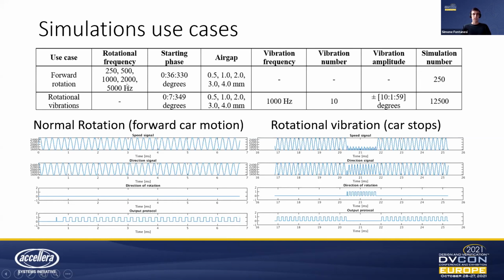And for these use cases, we normally have different simulation input parameters that we can change. For instance, the rotational frequency, so the speed at which the wheel is rotating, the starting phase of this wheel, the air gap, which is the distance between the sensor and the target wheel, and so on and so forth. And you can imagine that if you increase the number of simulation parameters, the total number of simulations increases pretty fast. So for just these 2 use cases, we had more than 12,000 simulations. And that is why we are very interested in speeding up the simulation as much as we can.